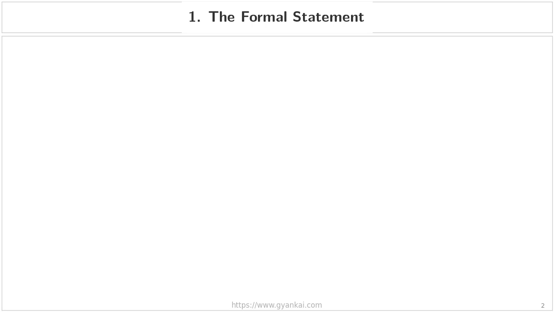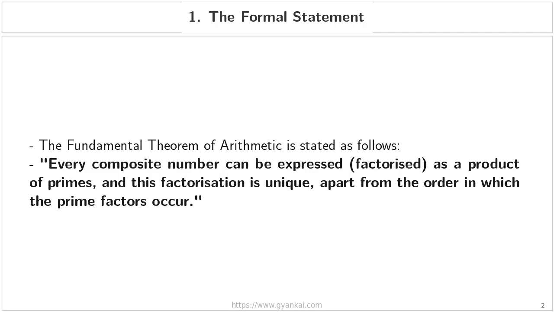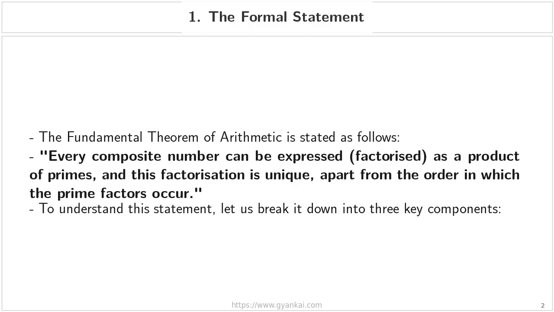1. The formal statement. Now that we've introduced the name of this theorem, let's look at the formal statement itself. If you were to read it from a textbook, it would say, every composite number can be expressed or factorized as a product of primes, and this factorization is unique, apart from the order in which the prime factors occur. I know that sounds like a lot of mathematical jargon, so let's slow down and break this definition into 3 key components to really grasp what it's telling us.